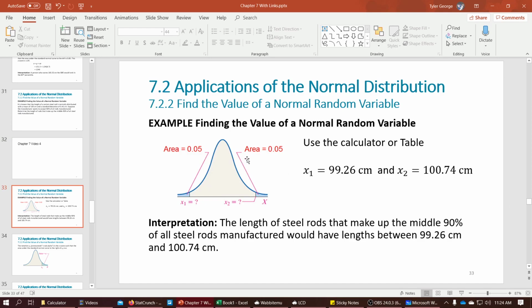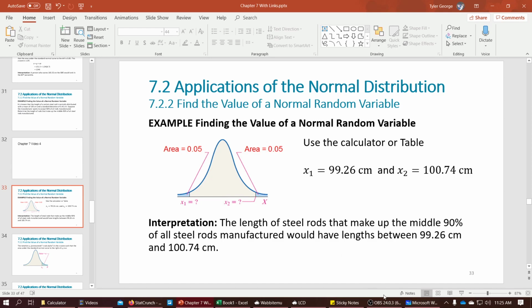Okay, so here, it doesn't give us how this happens. It says use a calculator or table to find this. Here we have a normal distribution, and the x1, x2 values are given on the right, but we're going to talk today about how we actually get those x values. It says the area of each tail is 0.05.